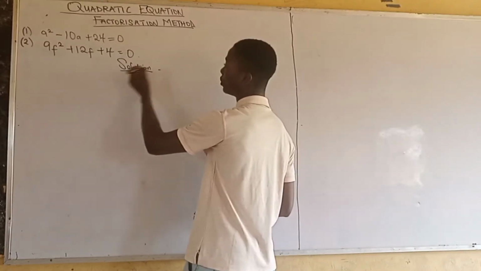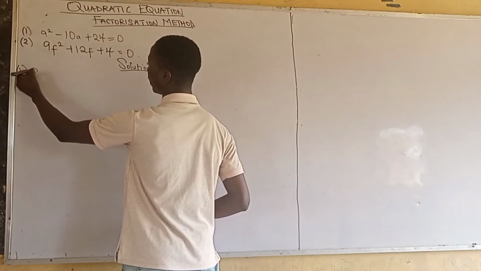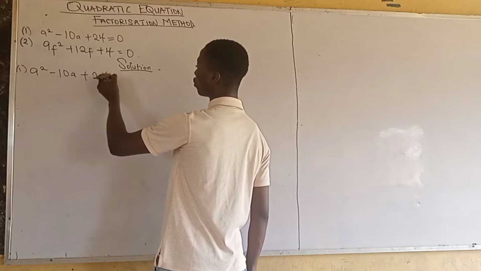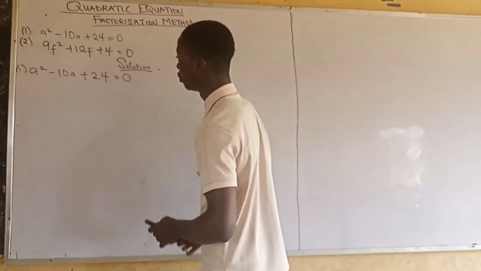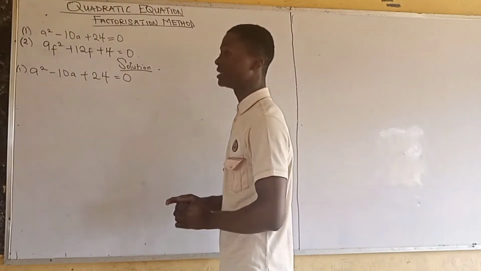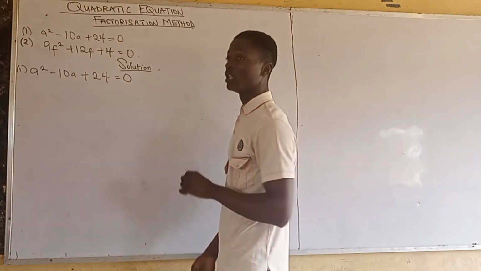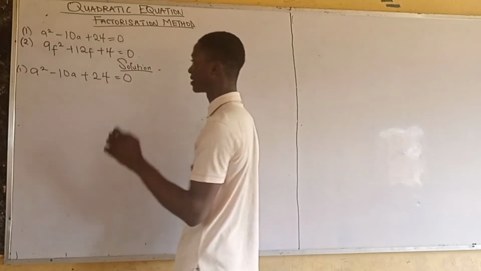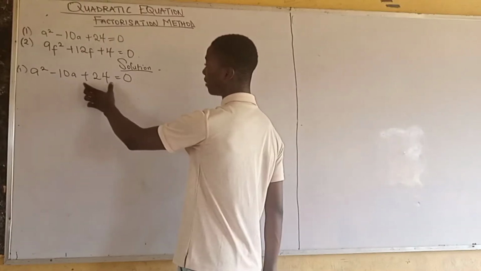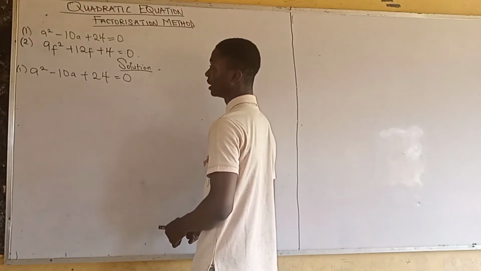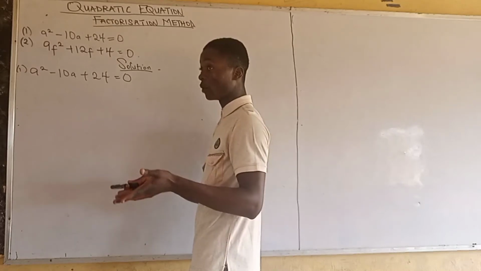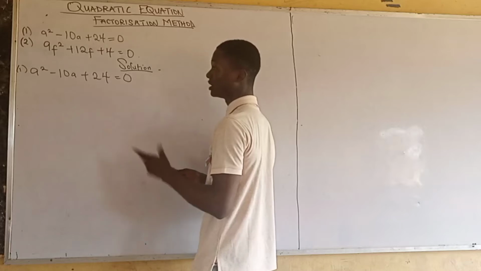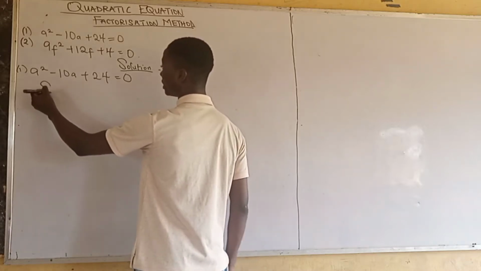The first one we have is a squared minus 10a plus 24 equal to 0. Now the question here is, what are those two numbers that add up to minus 10 and multiply to give 24? Those two numbers, you can say 6 plus 4 will give us 10, right? And 6 times 4 will give us 24. But we don't know what the signs will be, so let's start with this.